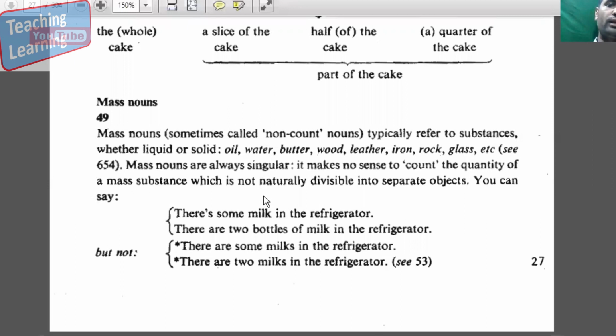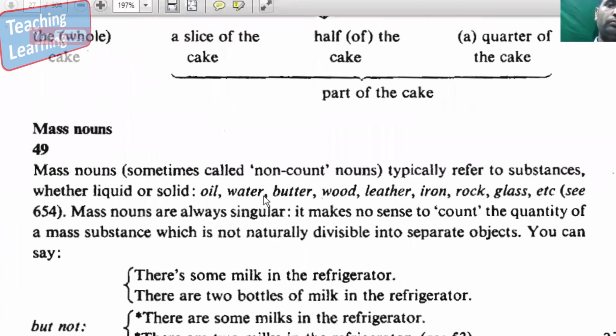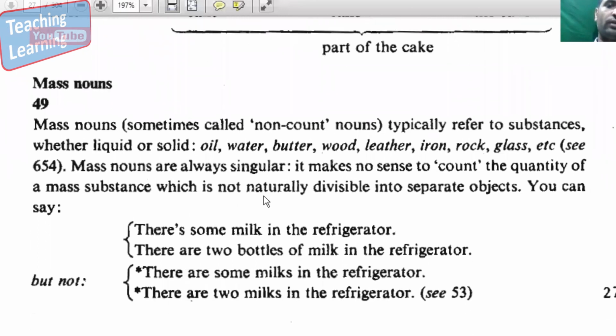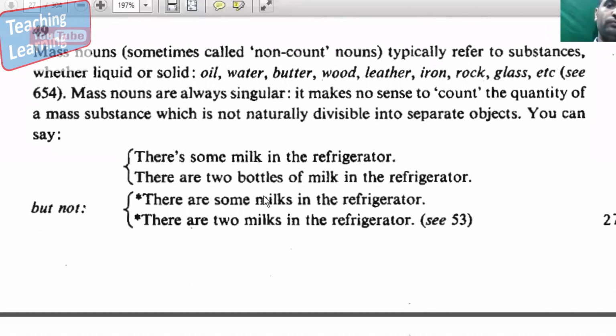There is some milk in the refrigerator. But now, "there are some milks." You cannot say "some milks" because milk is not countable.